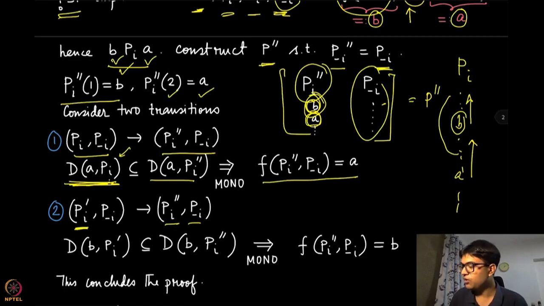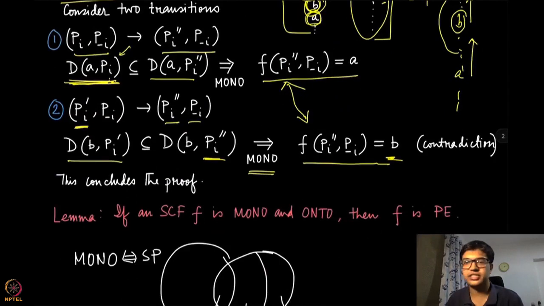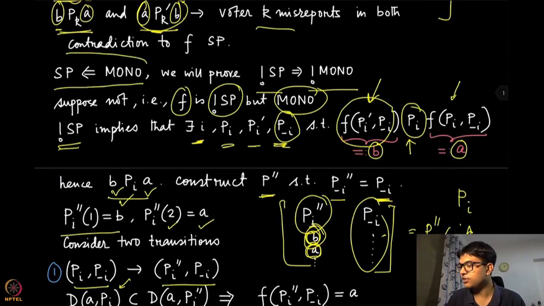So you can look at the dominated set of B under this pi prime; that has weakly increased in the preference pi double prime. So we can use the same monotonicity condition to conclude that at pi double prime p minus i, the social choice outcome would be equal to B. Now these two things are essentially the same. The left hand side is the same and B is not equal to A. So this leads to a contradiction. That concludes the proof even in the reverse direction.